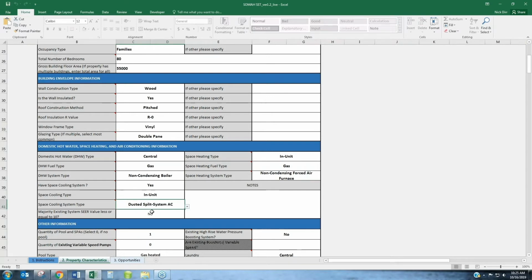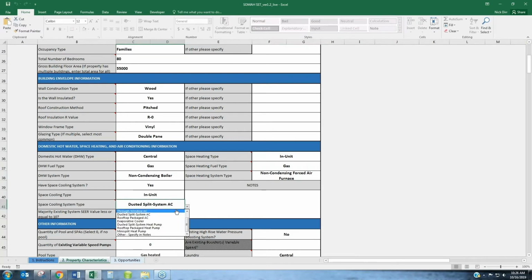And then based on that type, if it's a type of air conditioning that has a SEER value, and SEER is a descriptor for how efficient the air conditioner is, we want to know whether the majority of air conditioners have a value above or below 10, the SEER 10. So in this instance, I selected ducted split system AC, and do the majority of these ACs have a SEER value of less than 10? If the answer is no, then you select that. If the answer is yes, then you can select the opposite.